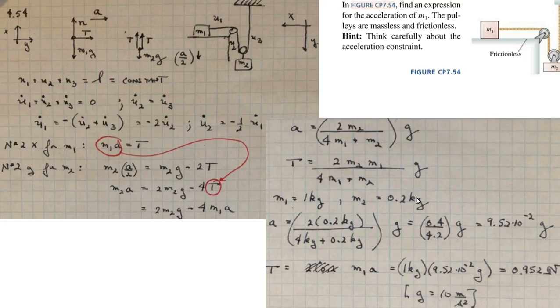And to put some numbers in here, let's say that M1 was 1 kilogram, the sliding mass, and that the hanging mass, M2, was 0.2 kgs, then the acceleration would be 2 times 0.2 kgs divided by 4 plus 0.2 kgs, which is 0.4 over 4.2 times g. That turns out to be a little bit less than 10% of g. And roughly it's a little bit less than 1 meter per second squared. And then the tension gives me a little bit less than 1 Newton.